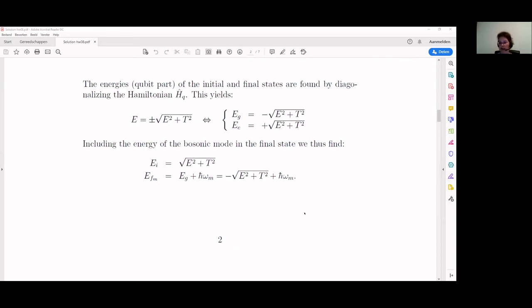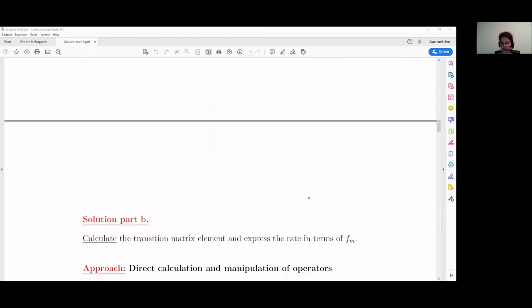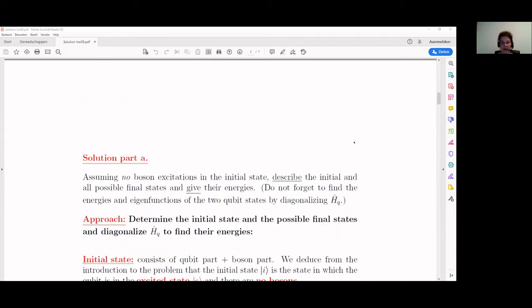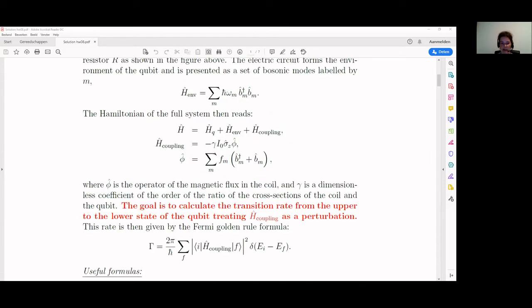And that concludes part A. We've diagonalized the qubit Hamiltonian and determined the initial and final states and their energies. Now it goes on. Now we're going to look at the transition matrix elements. So we're going to look at the interaction Hamiltonian that couples the qubit to the modes, to the environment. And we are going to express this matrix element in terms of Fm. And Fm, you remember, was part of this operator phi, which is the amplitude of this operator acting on the environment.